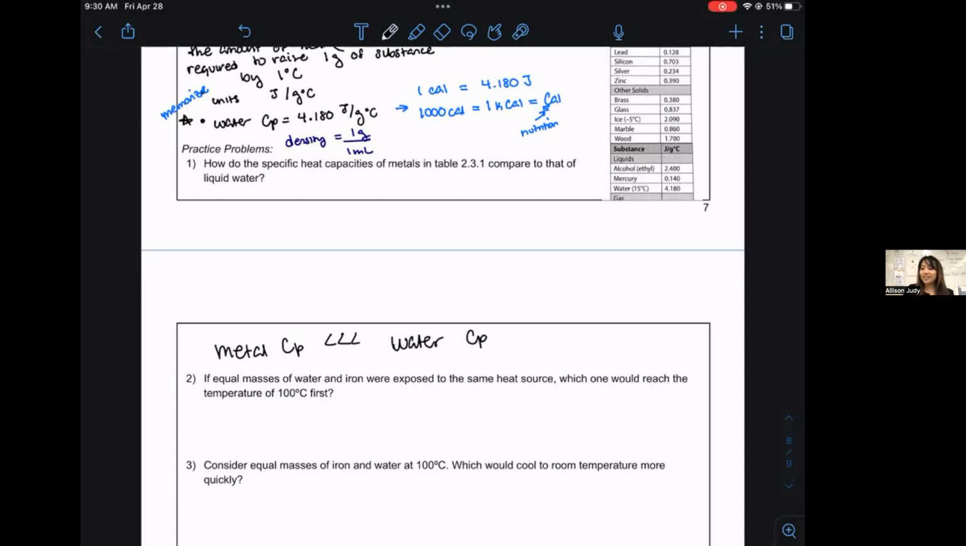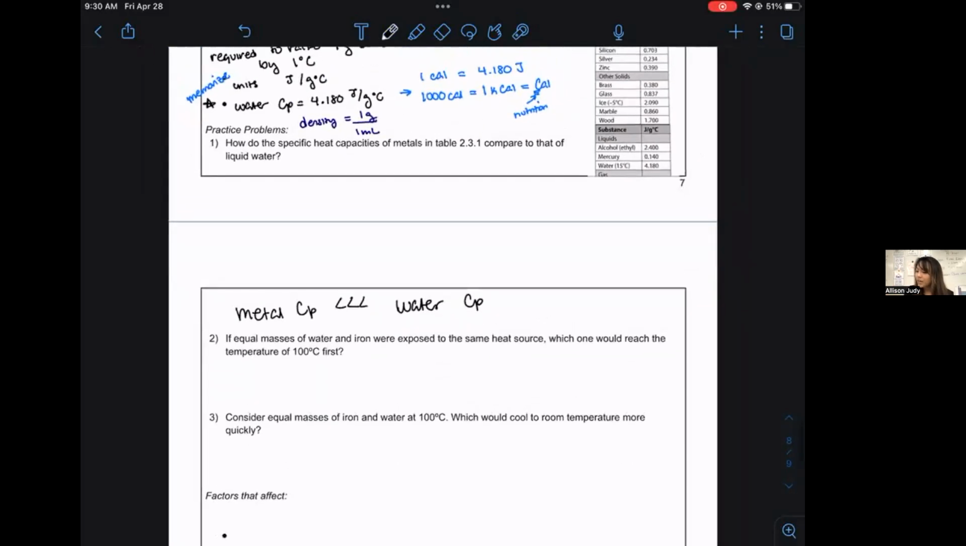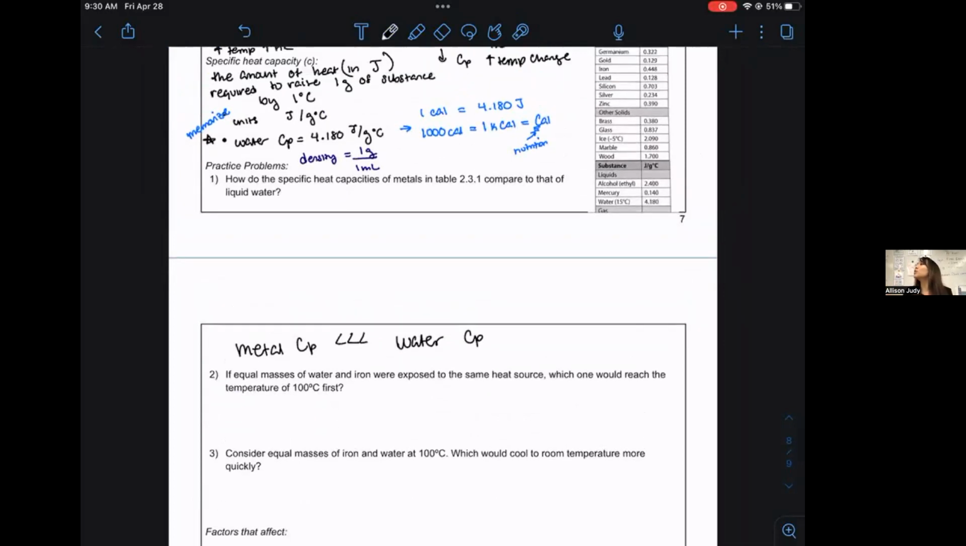So if equal masses of water and iron were exposed to the same heat source, which one would reach the temperature of 100 degrees first? Which one would change faster, water or iron, and why? Iron. Iron. Why, Michaela?